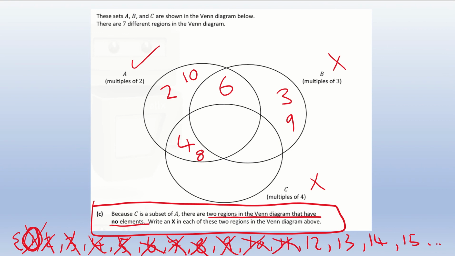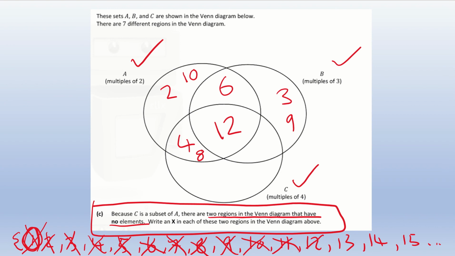And now we get to number 12, and if you remember back to the first part of your question, number 12 is the first number that we come across that is a multiple of both 2, 3 and 4, and that's going to go in here.